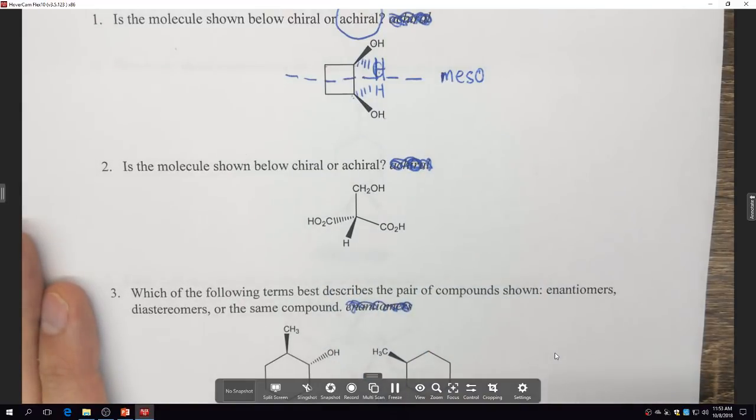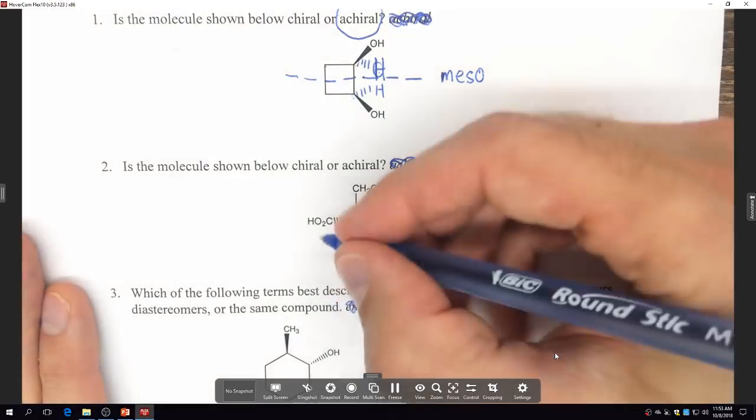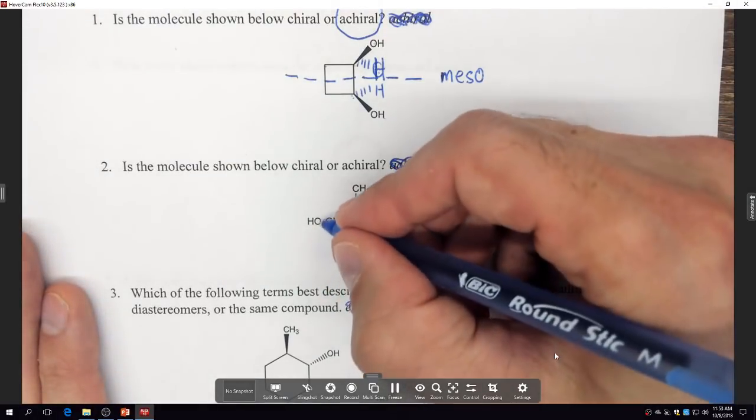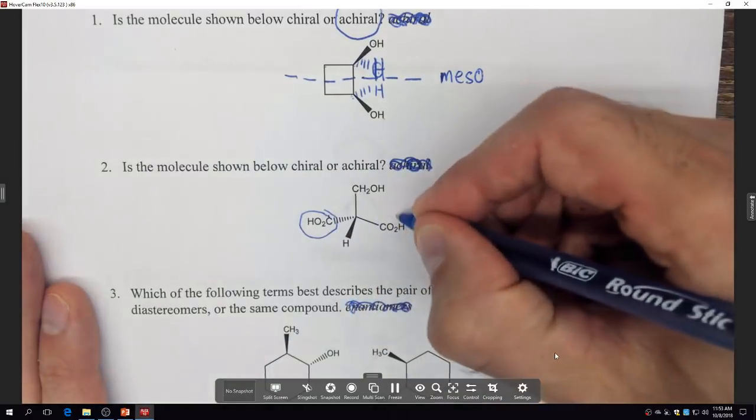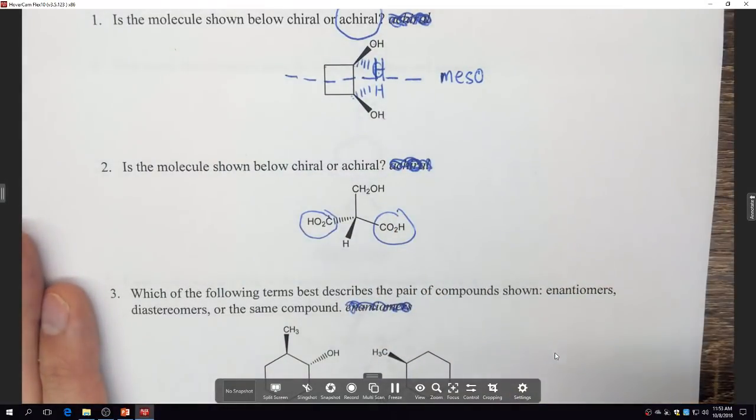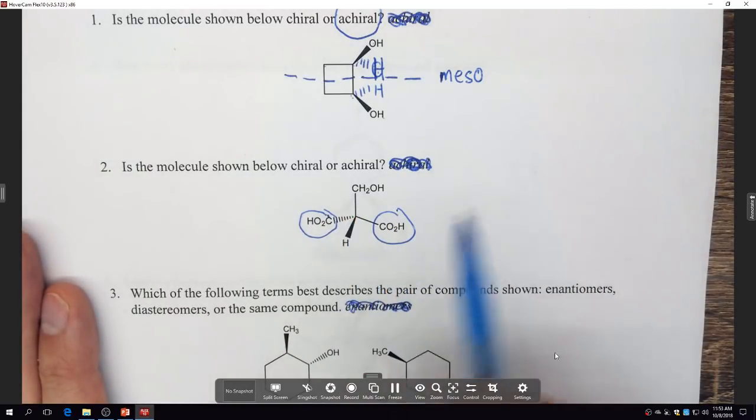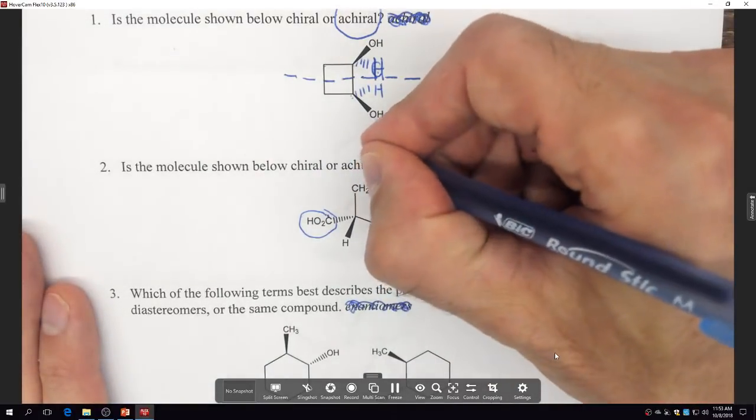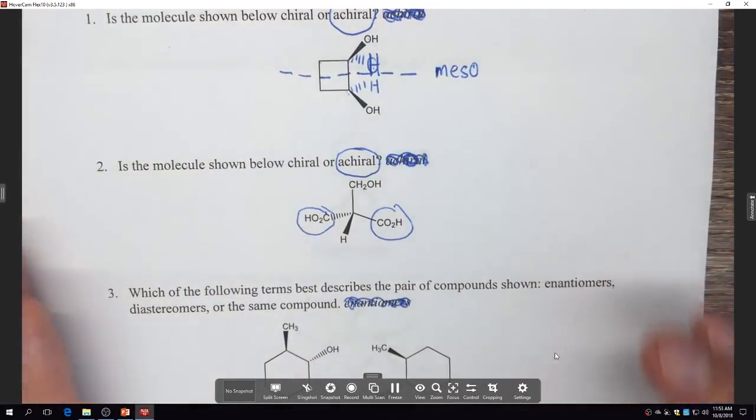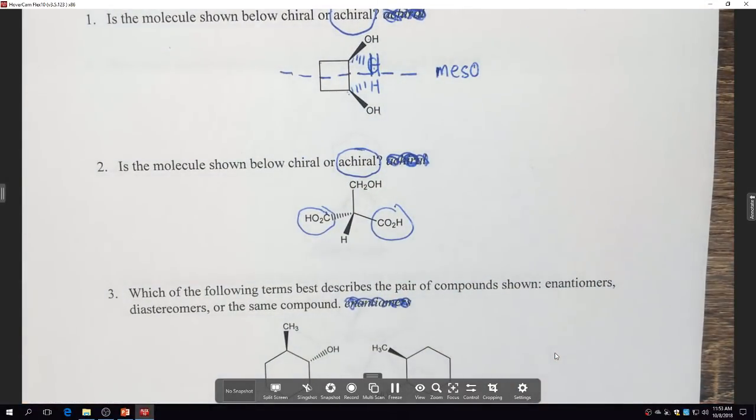What do you think, chiral or achiral? Achiral, why? There are 2 carboxylic acid groups. These 2 groups are the same, so this does not have 4 different substituents. This is like the model we made with the 2 yellow balls on each model. This is achiral, so this one is achiral.